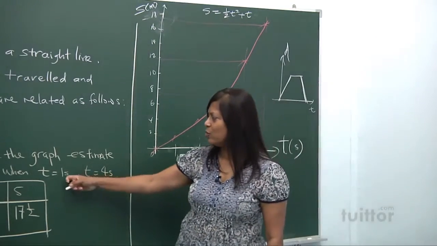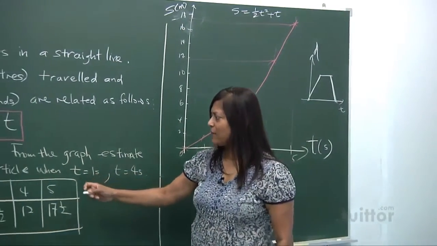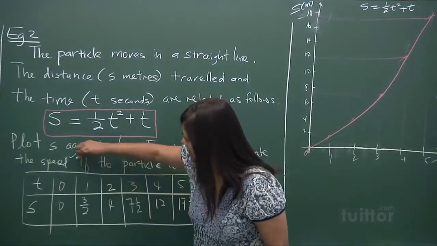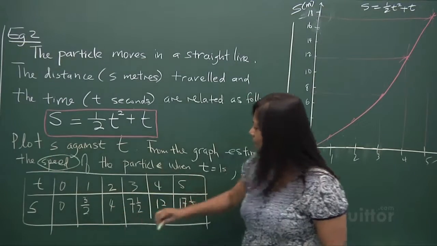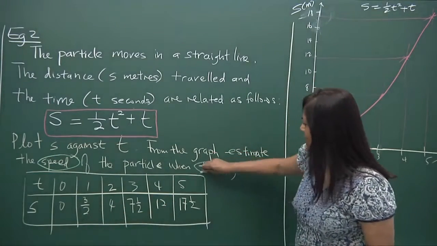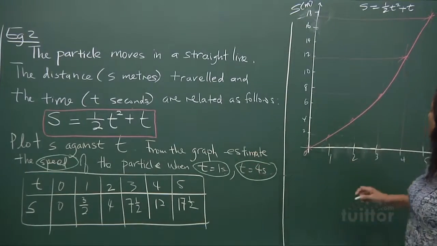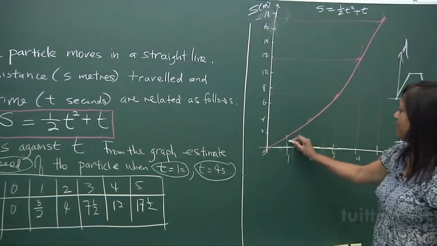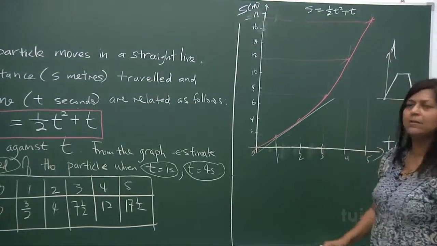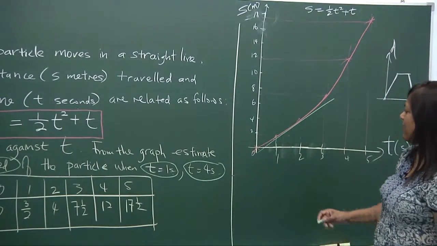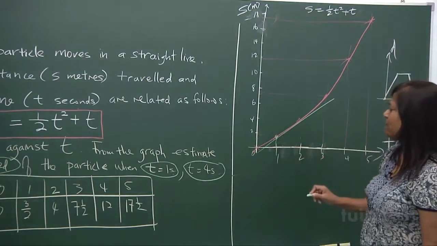Let's look. You're asked to find the speed of the particle when t is 1 second and when t is 4 seconds. Let's look at when t is 1 second. Draw this out. Draw a straight line. Alright? And you look at it and you want to find out what is the speed.